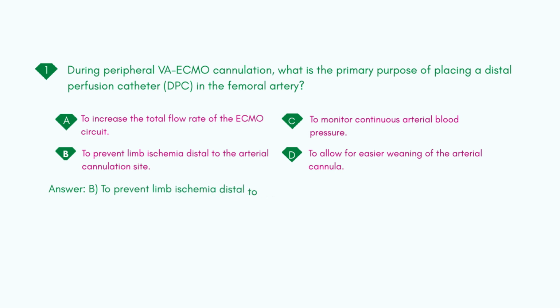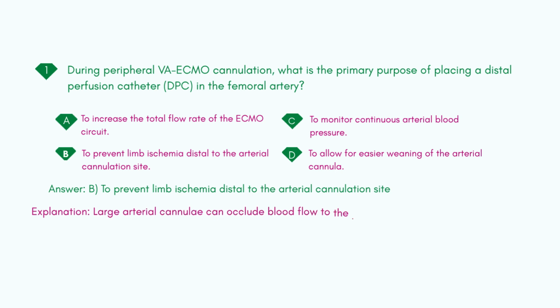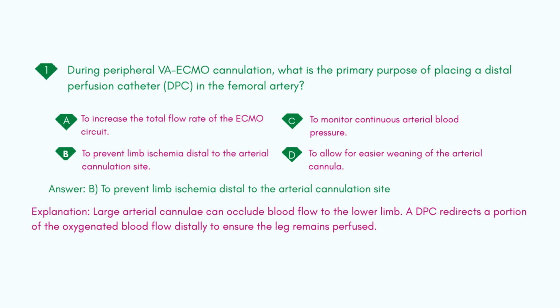Answer: B. To prevent limb ischemia distal to the arterial cannulation site. Explanation: large arterial cannulae can occlude blood flow to the lower limb. A DPC redirects a portion of the oxygenated blood flow distally to ensure the leg remains perfused.